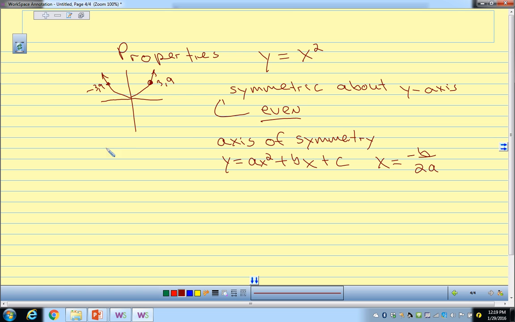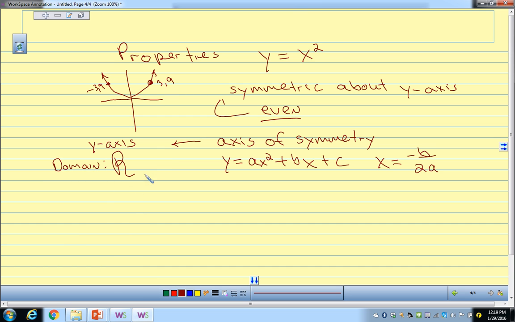It's just the y-axis. Okay, and then they talk about the domain. Domain of this parabola. Can anyone tell me what the domain of y equals x squared is? What values can I plug in? All real numbers.